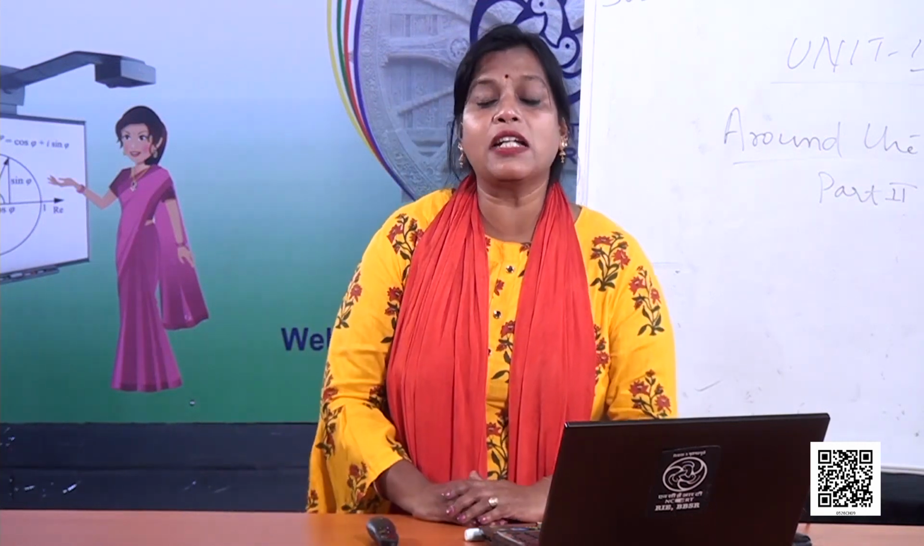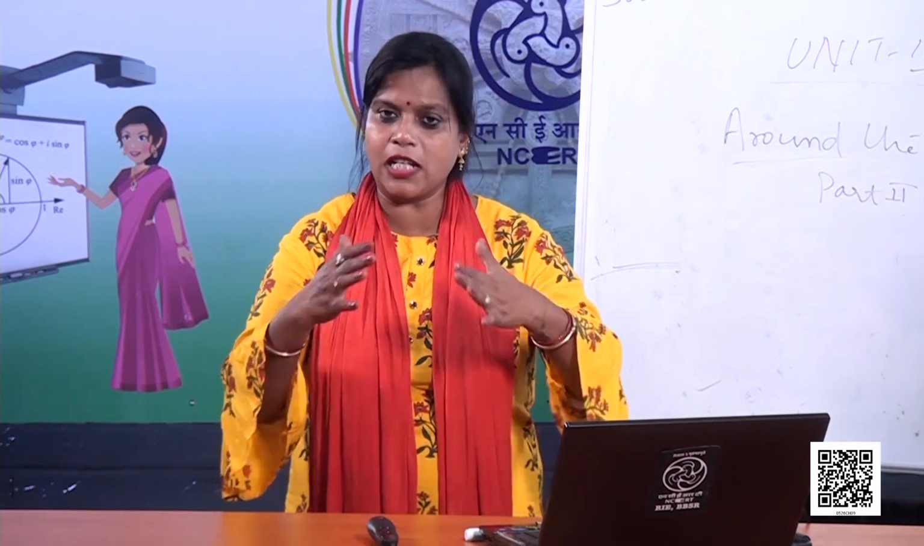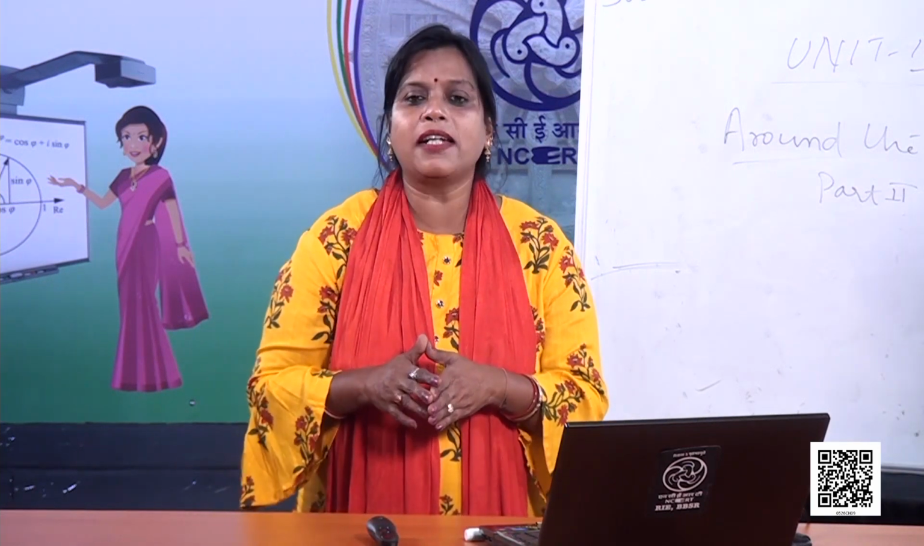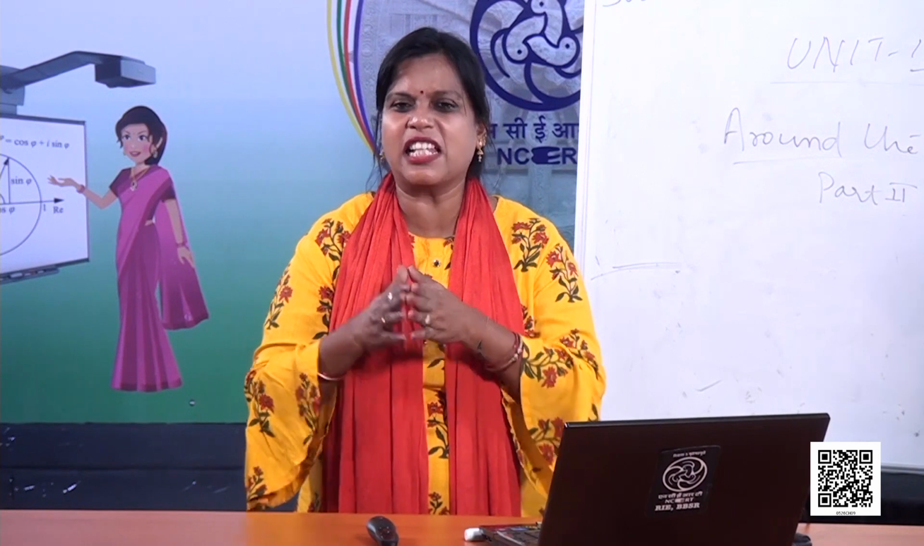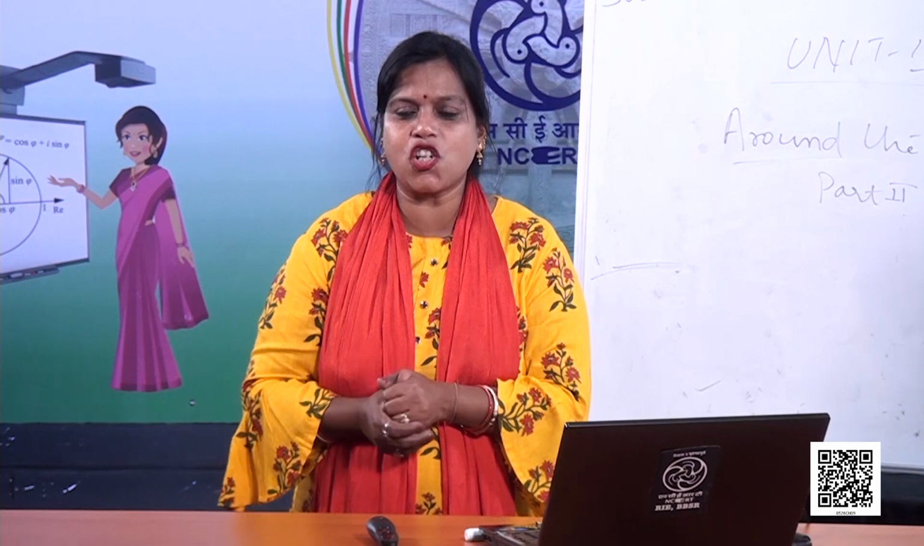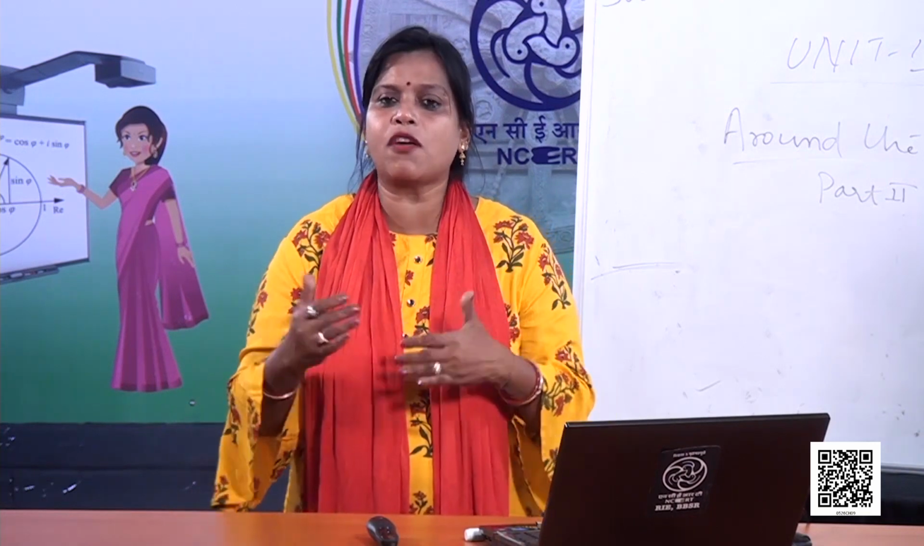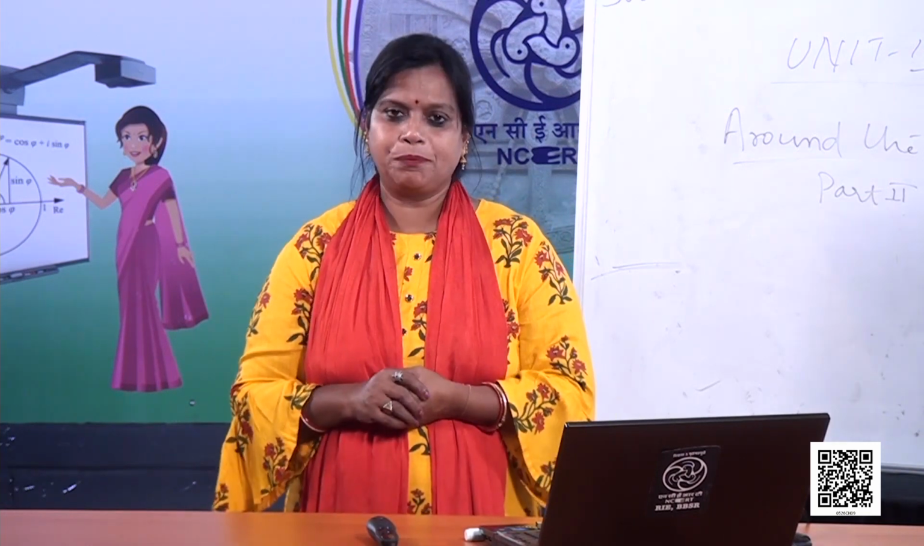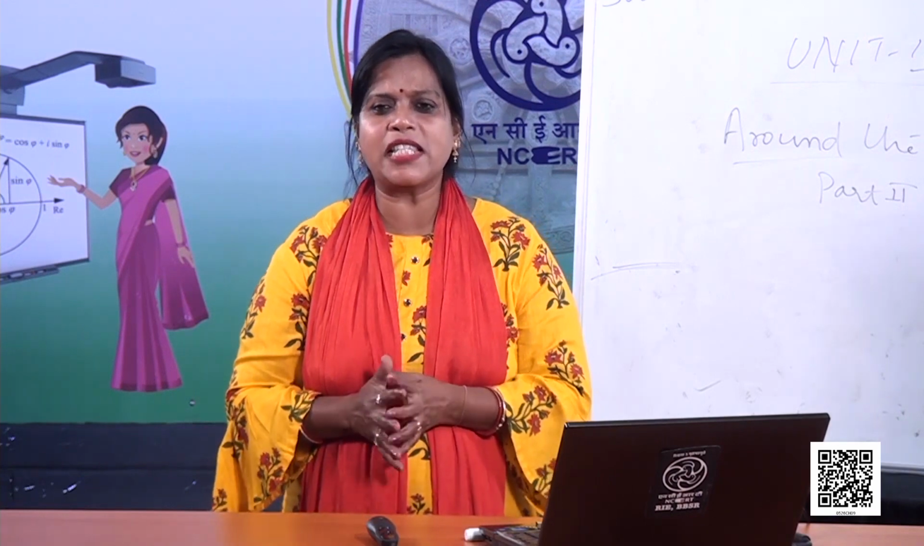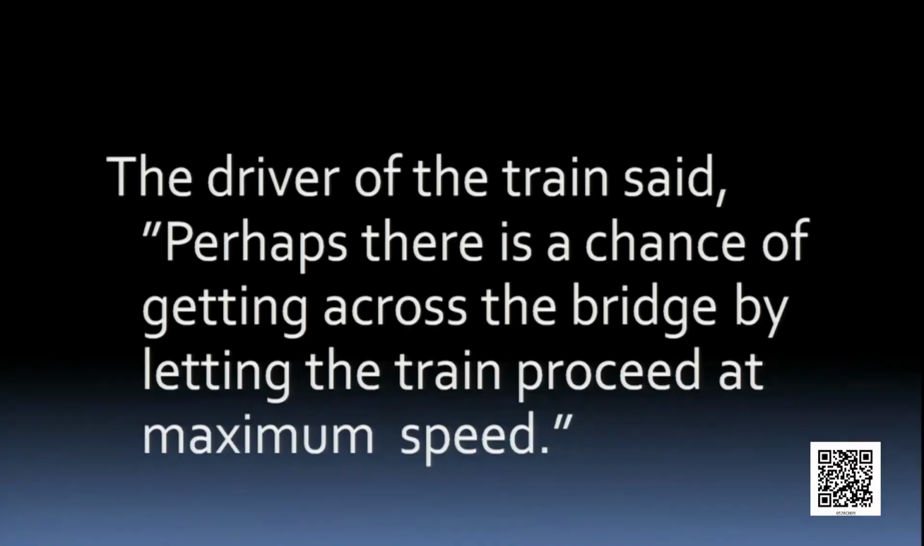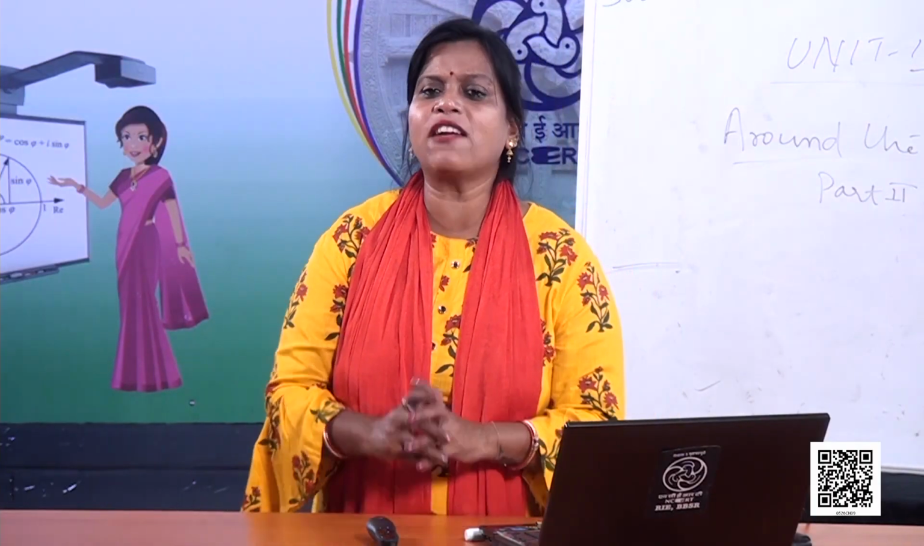The driver of the train said they were now on the Medicine River Bridge, and the signalman is saying that the train will not go further because the bridge was in a bad condition. What is a bad condition? The cables of the bridge were broken. So the driver of the train said, perhaps there is a chance of getting across the bridge by letting the train proceed at maximum speed. So now the train driver is saying, okay, we'll try, take one chance.